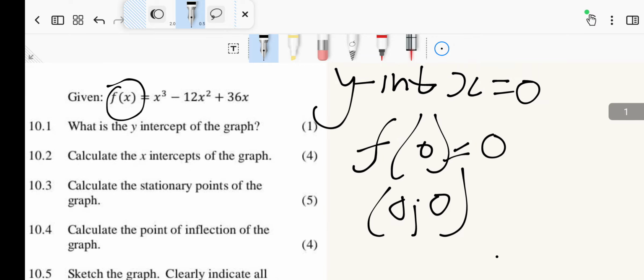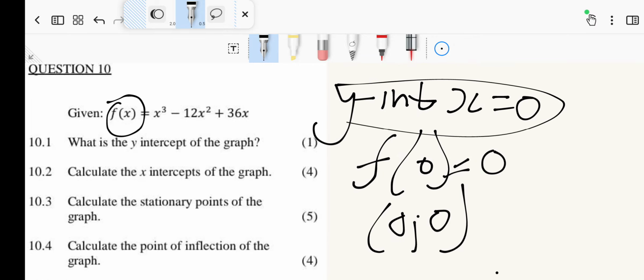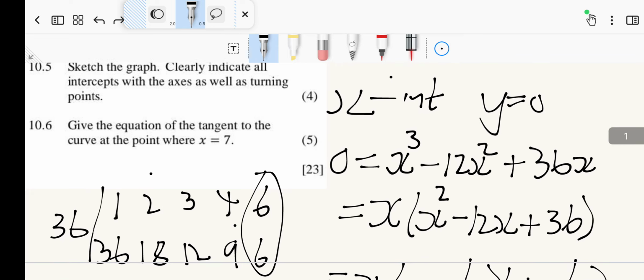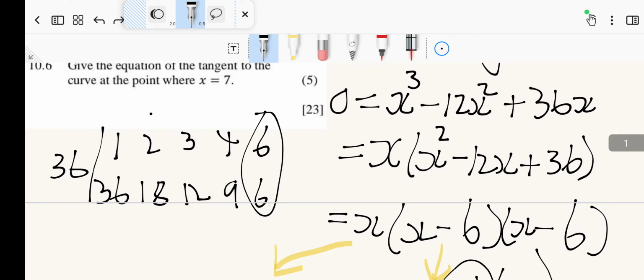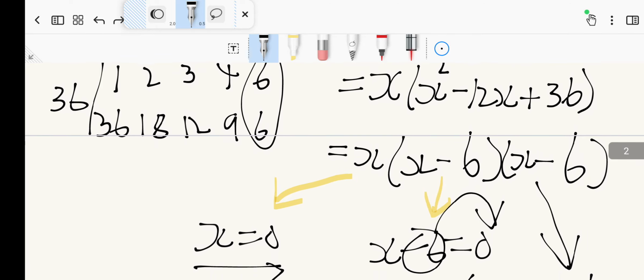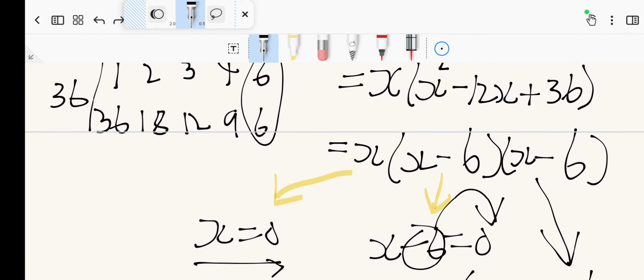So what have we done so far? We found the y-intercept by making x 0 and solving for that in our equation, and then the x-intercept by making y 0. This one was easy enough. We just took out a common factor, and then we had our second bracket, and our second bracket is a trinomial, which could be factorized.